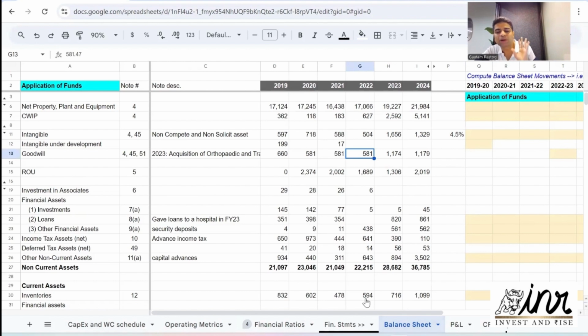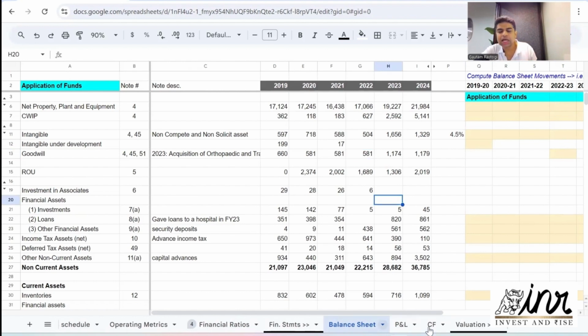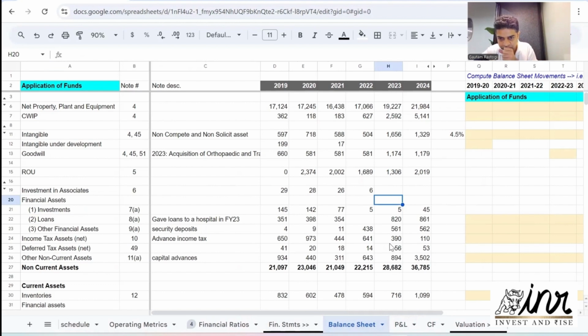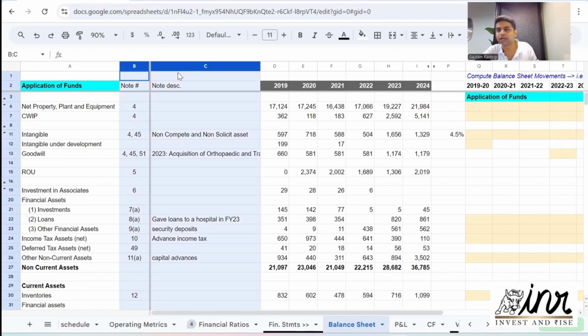So in this document, I have pulled in the financial statements, the balance sheet, the P&L, and the cash flow for this company. I've pulled in the last 6 years' worth of financials of this company from its annual reports. And I've also pulled in the notes, notes and notes description.